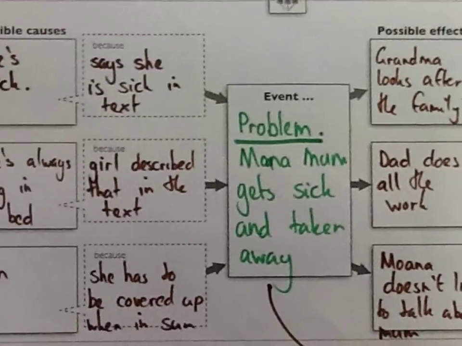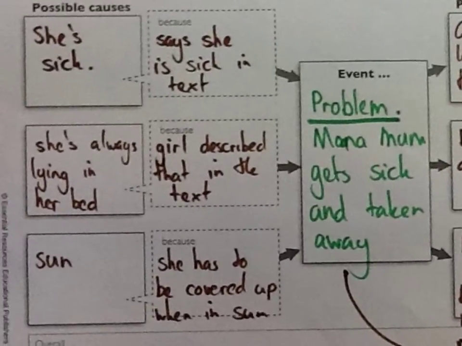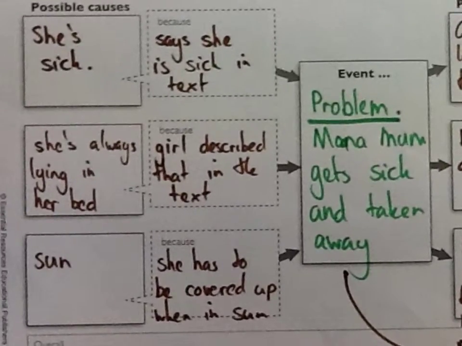When we explain something, we need to do the cause first. So what were the causes of the problem? We identified up over here that she's sick, because it says she's sick in the text. She's always lying in bed, and the girl described that in the text. And the fact that she has to be covered up in the sun is an issue. So that's part of the reason, part of what has caused this problem.